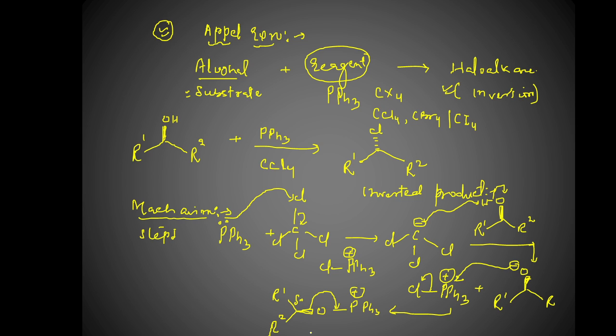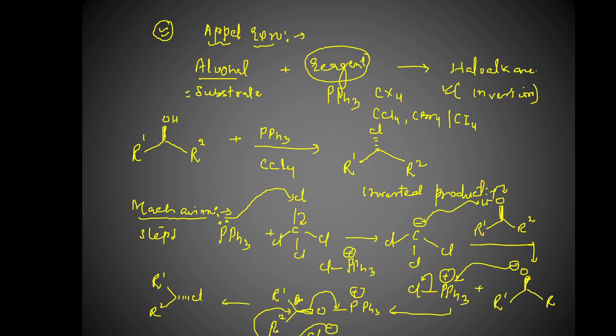To this positive charge our Cl minus attacks. Now the Cl minus has to attack from the back side because it's an SN2 reaction. So Cl minus attacks from the back side because it's an SN2 reaction. That's why inversion takes place. And what is formed over here? So we get this type of product, R1, R2, and we have chlorine below the plane.